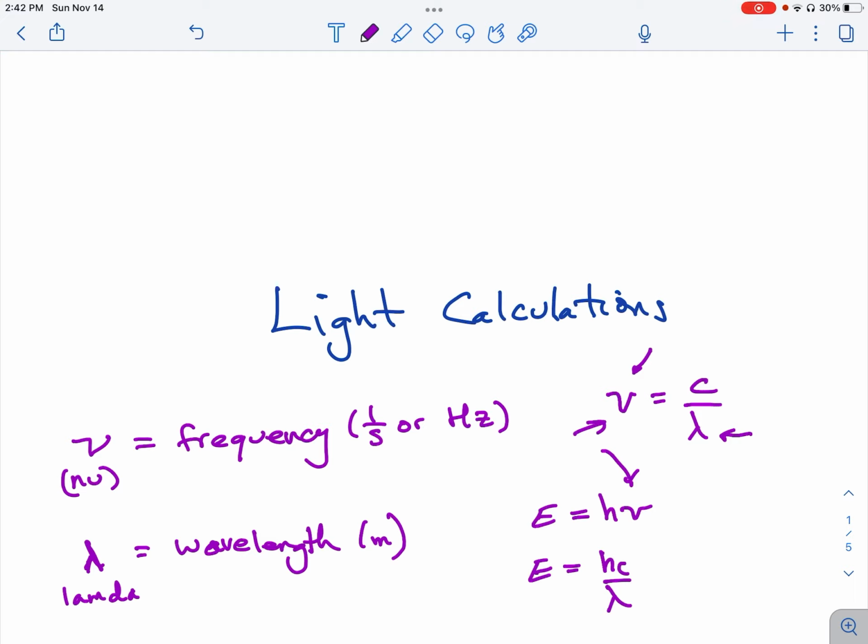You do need to know these values of the constants. h is known as Planck's constant, or Planck. It's just harder to say that way. Planck's constant is 6.626 times 10 to the minus 34 joule seconds, and c, the speed of light, is 3.00 times 10 to the 8th meters per second.